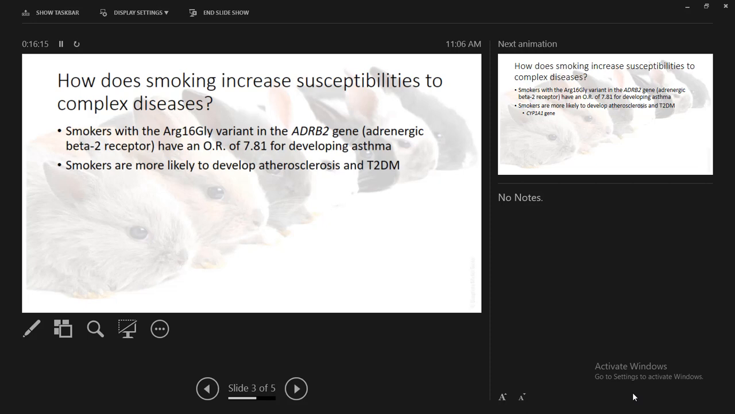Smokers are more likely to develop atherosclerosis and type 2 diabetes. And the gene associated with this is called the CYP1A1 gene. And by this point now, I think we've maybe mentioned 7 or 8 very specific genes.